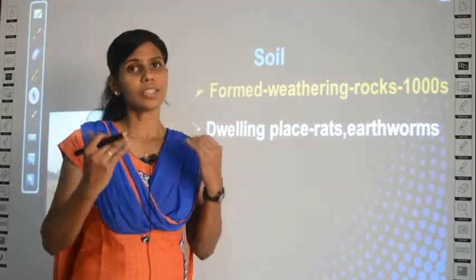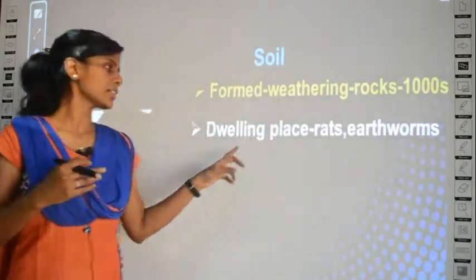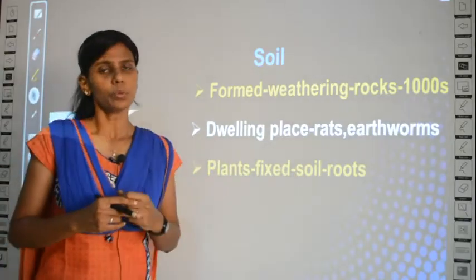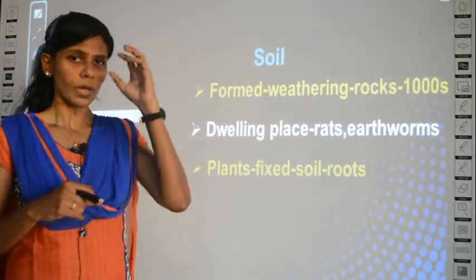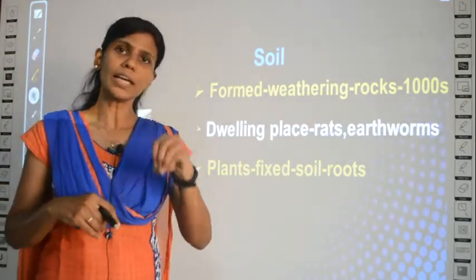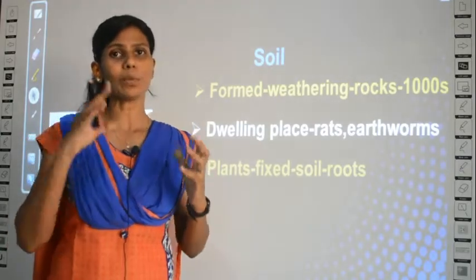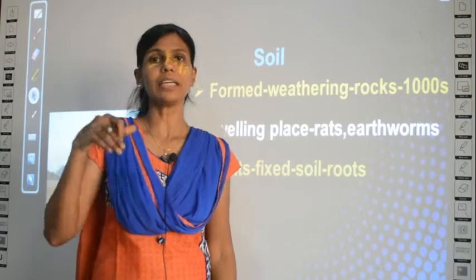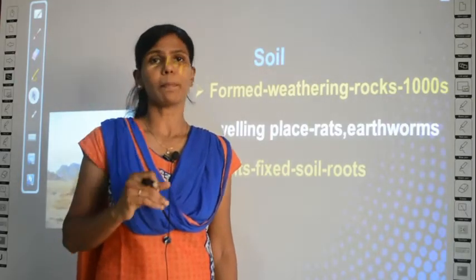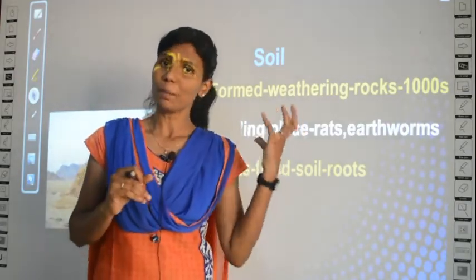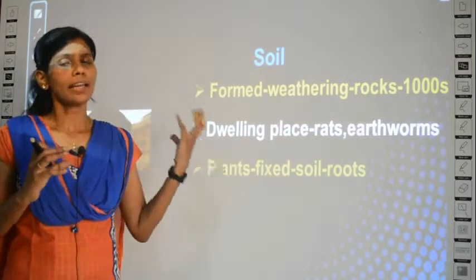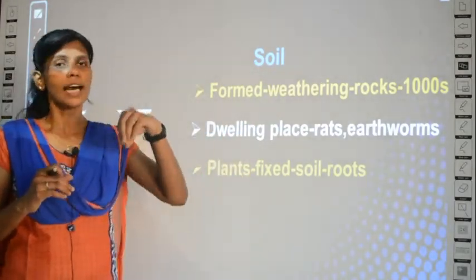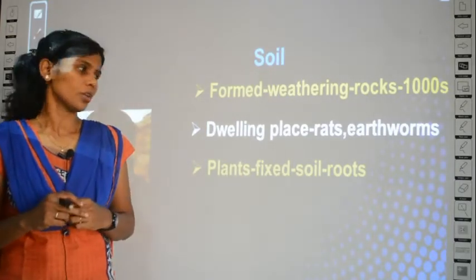It needs its own house, which is the soil. So it is a dwelling place, and plants are fixed through the roots in the soil. Plants are fixed to the ground only through the soil. If there is no soil, it cannot stand erect or straight, right? It needs a support for its upright position. Plants need support, and it is provided by the soil because the roots are fixed into the soil.